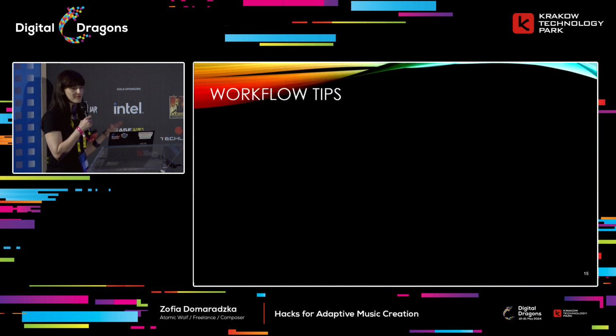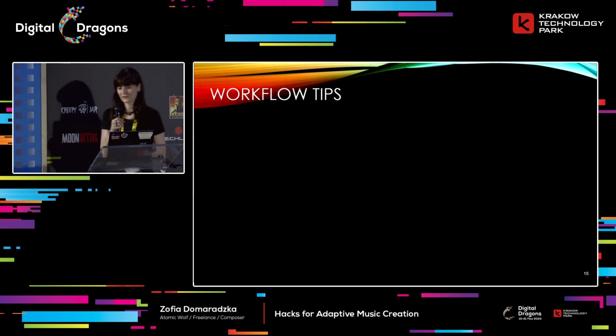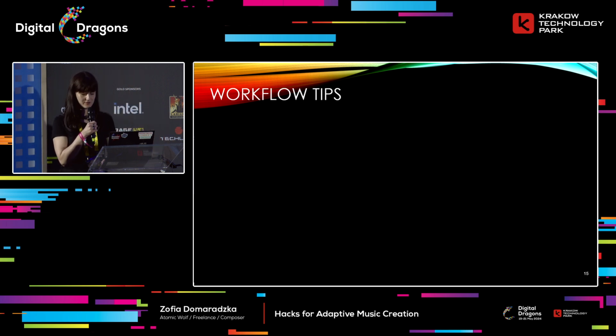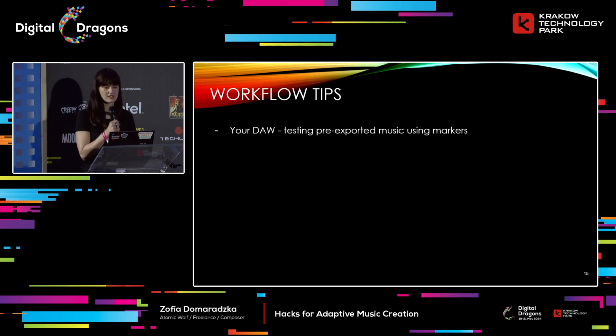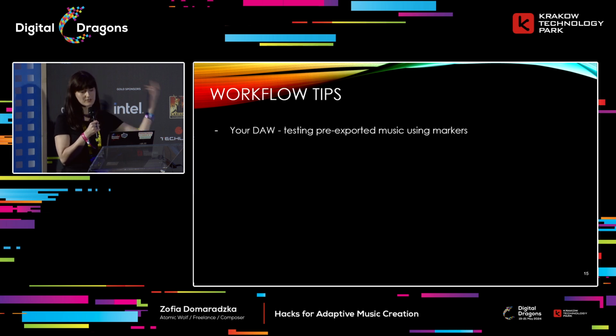Okay, so let's sum up this part of the presentation with some workflow tips, or things that at least I found useful when starting with my DAW to create adaptive music. So first of all, I would sometimes test my music, if it's block-based, in the DAW. So using markers, just transport myself between the blocks to check if they all fit each other. More or less, it's not a perfect solution. You'll not test it 100%, but at least you get the vibe, whether it works or not, and it saves you time compared to exporting, re-exporting again, and re-implementing.